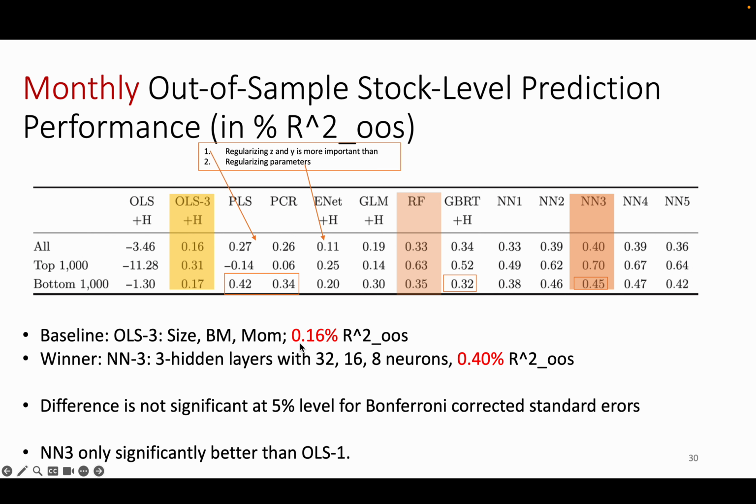And what we learn is the benchmark result: you have a 0.16% R square. So that's a rule of thumb which you keep in mind from now on. It means 0.16% of monthly return variance can be explained by a Fama-French type predictive regression. So it's nothing, but it is 0.16%.